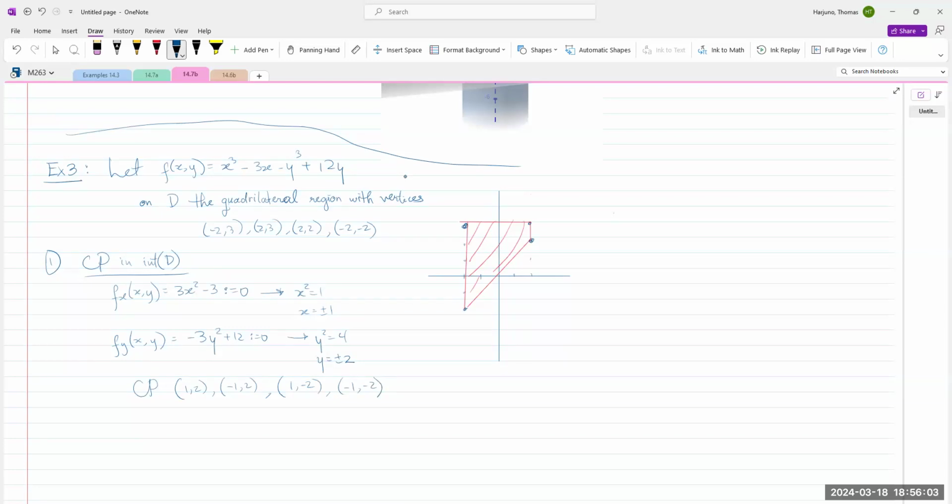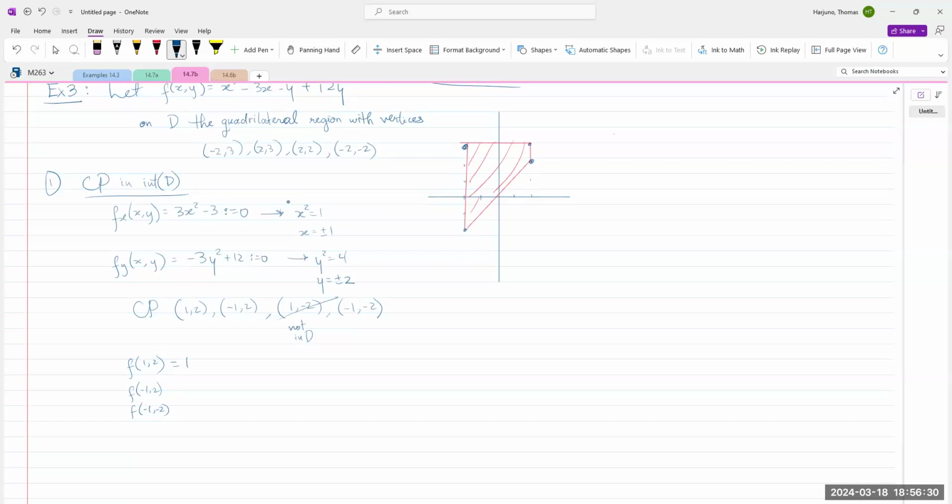Okay. Notice, however, 1 comma negative 2 is not in D. So we just need to observe what happens at 1, 2, at negative 1, 2, and at negative 1, negative 2. That gives me 1 cubed minus 3 times 1 minus 2 cubed plus, I'm sorry, plus 12 times 2. That will be 1 minus 3 minus 8 plus 24. What's that? 25 minus 11, that's 14. Is it right?